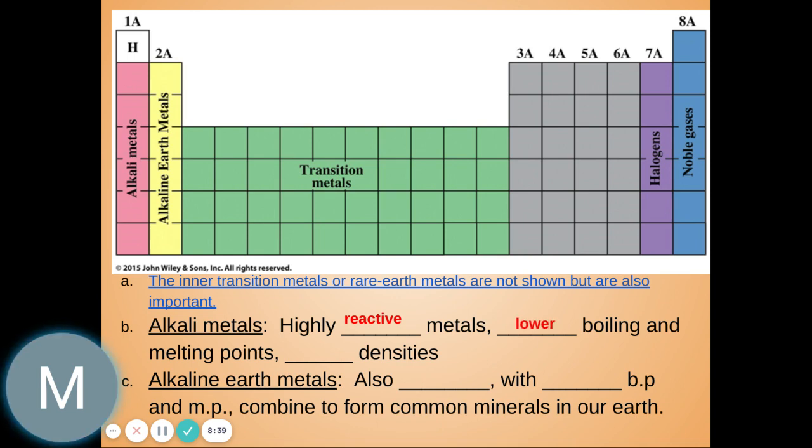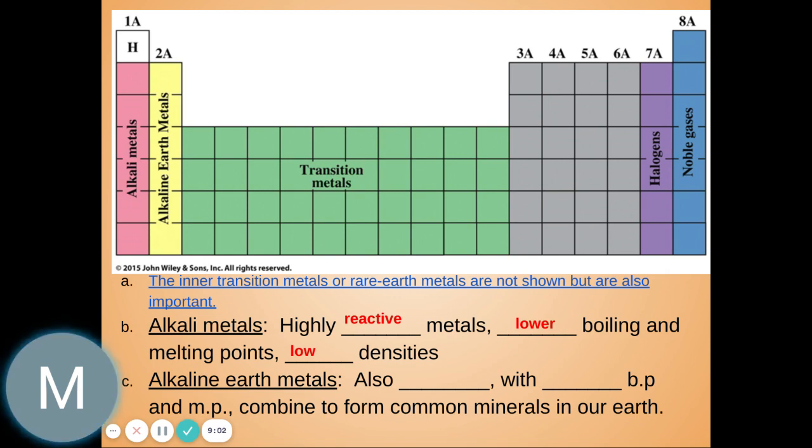They have lower boiling and melting points. They tend to have low densities. Some of them can potentially float on water, though I don't know if any of them do. I don't know if we have a density less than 1 for any of them. But they have very, very low densities compared to things like iron, which has a density of almost 8 grams per milliliter.